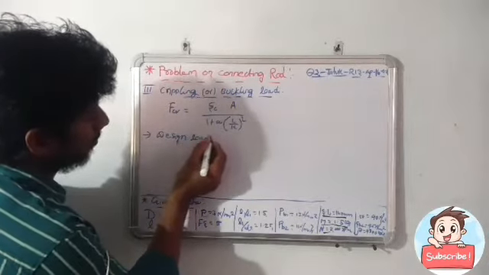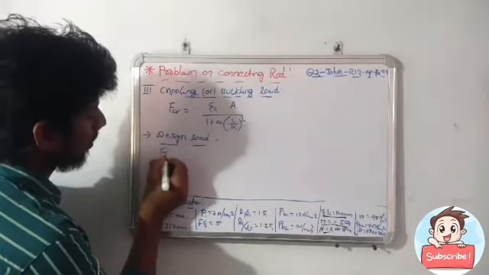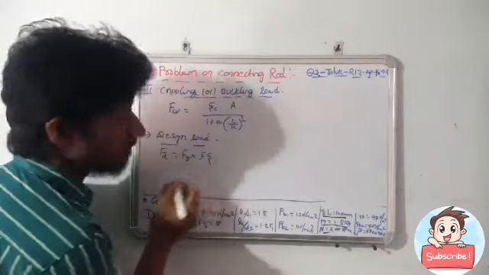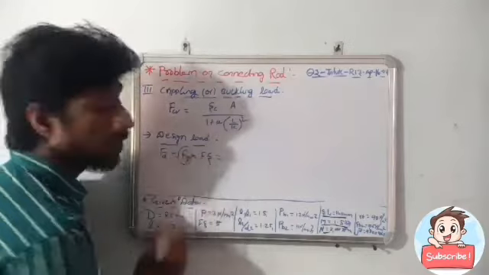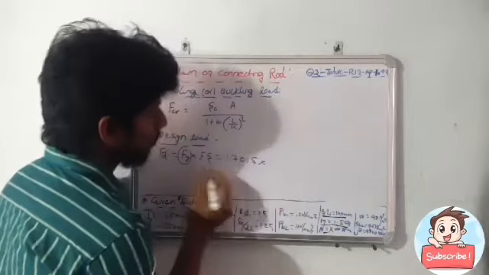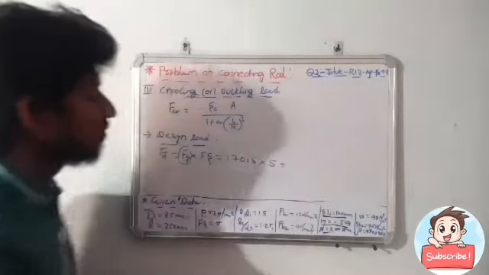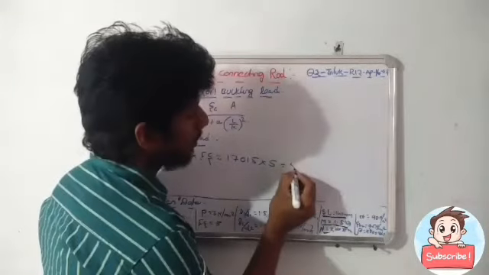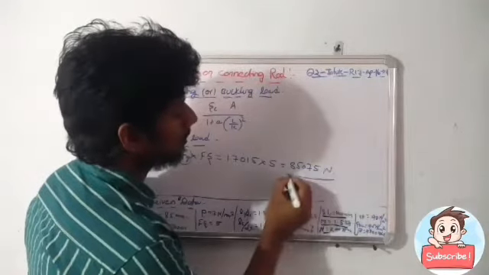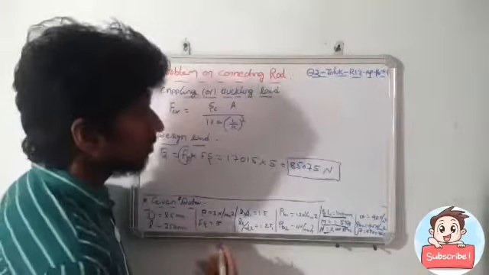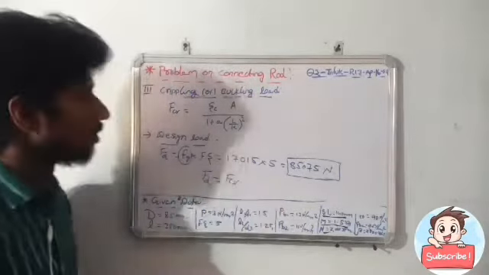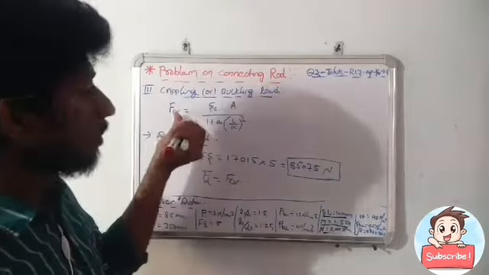Design load. We know the design load is denoted by Ft, that is equal to Fg into Fs, the factor of safety. We already found that Fg is equal to 17015, into factor of safety 5. By simplifying this one, we get 85075 newtons. So this is the design load. What we know here is the design load equals the crippling or buckling load.